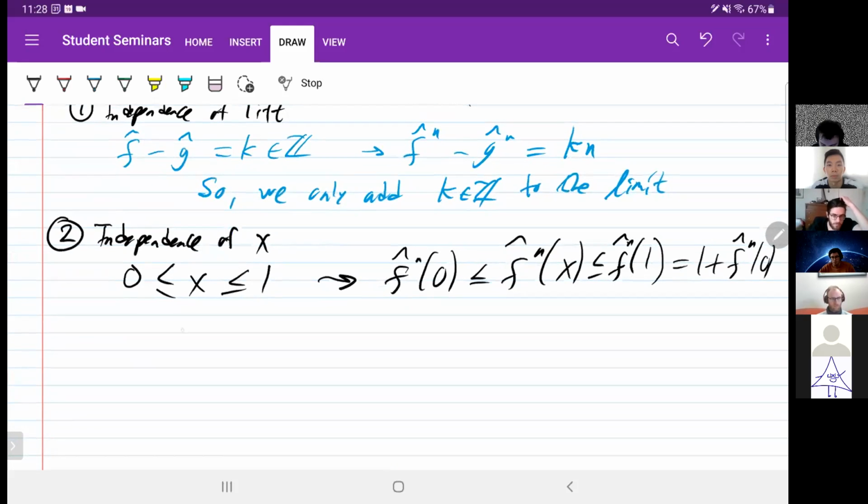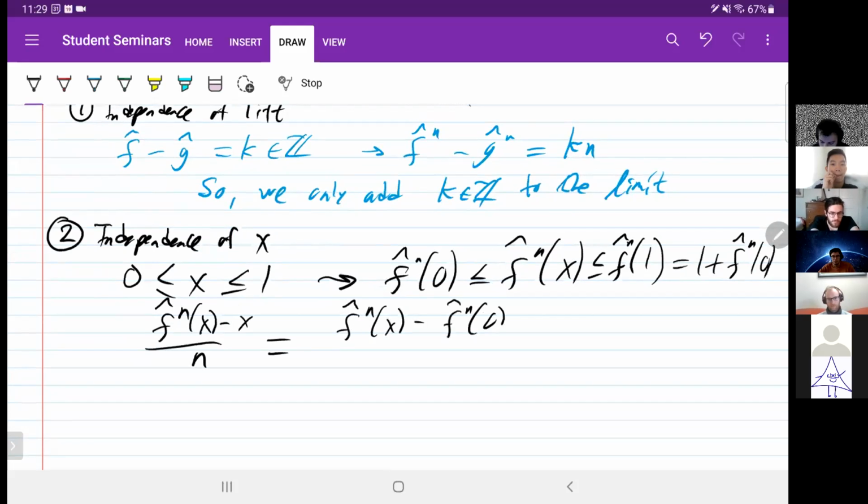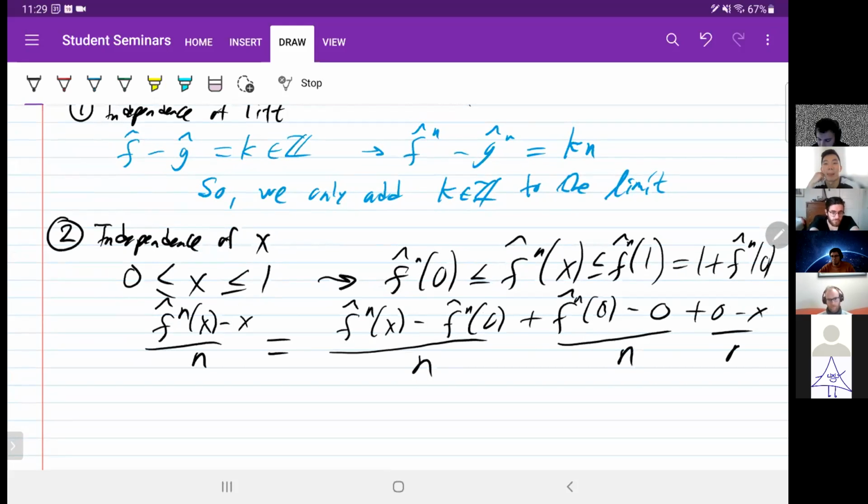And so now I can just do everyone's favorite trick where I rewrite something by adding 0. So f hat n of x minus x over n is equal to f hat n of x minus f hat n of 0 plus f hat n of 0 minus 0 plus 0 minus x. And I can write out the fractions.